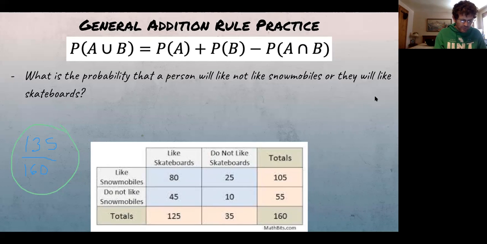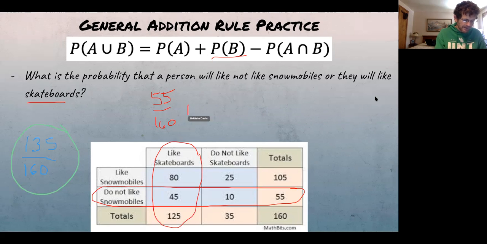135, just to make sure that's really clear, we're taking the probability of not liking snowmobiles, which is right here. That's 55 out of 160. And the probability of liking skateboards, we already used that in the last one. That's 125 out of 160. And I'm going to subtract the probability that someone likes both or meets both of those. So that's going to be 45 people out of 160. And when you do that, you do get the 135. So that's correct.